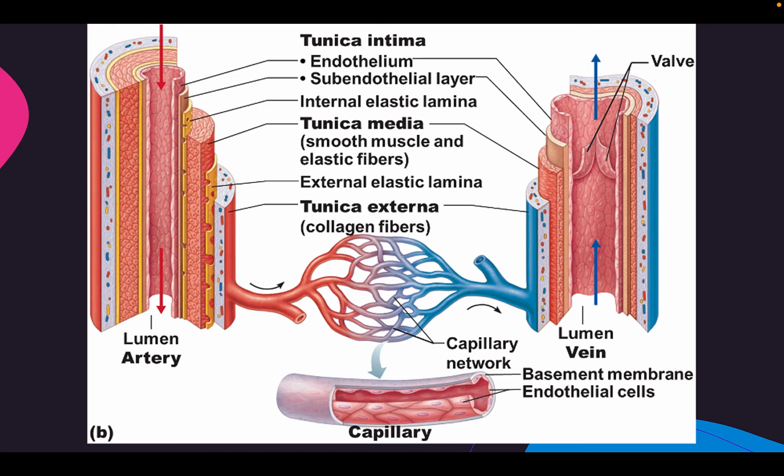Notice that the arteries have a significantly larger tunica media because of the smooth muscle layer in there than veins do. So it's a significantly larger tunica media. They'll have a stronger influence on the maintenance of blood pressure than veins do. The tunica externa consists of collagen fibers that help protect and anchor the blood vessels to the structures that are surrounding them.